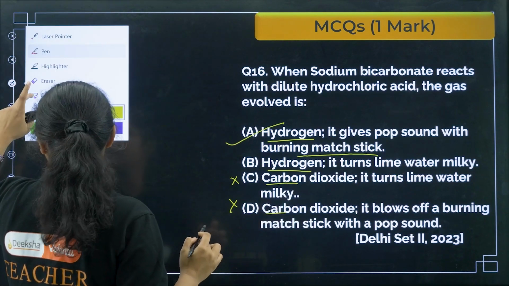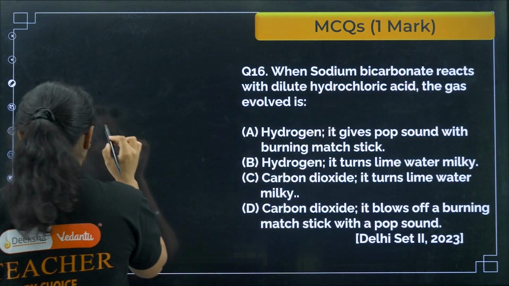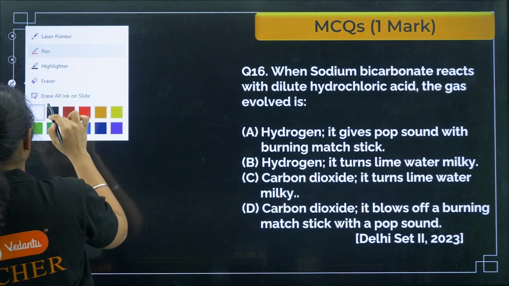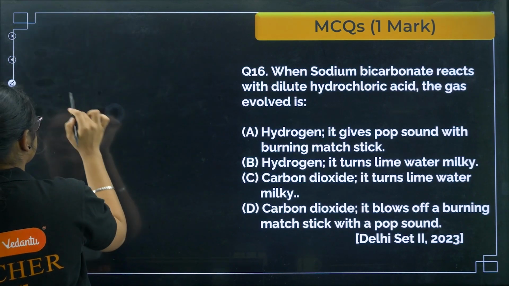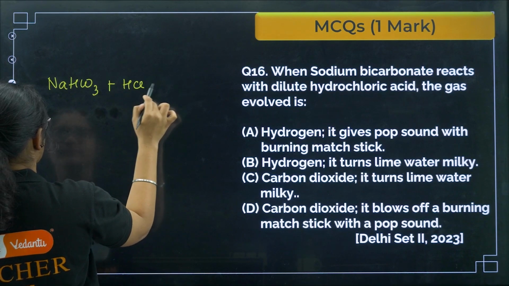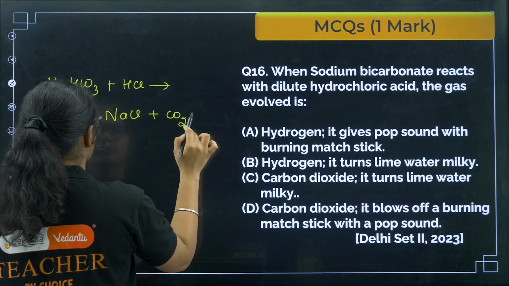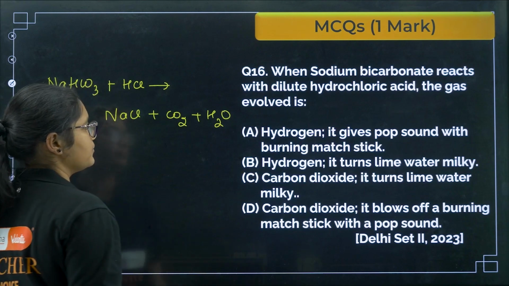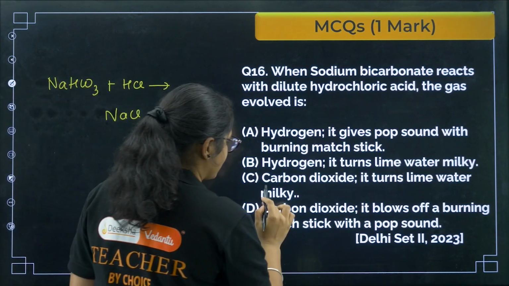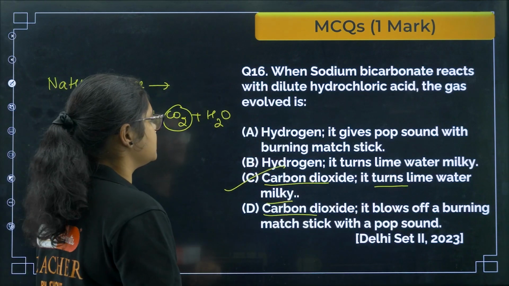Oh, sorry, one second. Sodium bicarbonate is reacting with HCl. If I write the reaction here, I'm very sorry, I didn't see it is sodium bicarbonate. So NaHCO3 is reacting with an acid. You will get salt NaCl plus CO2 plus H2O. Now you are getting CO2 gas, and it turns lime water milky. Option number C is the correct answer here.